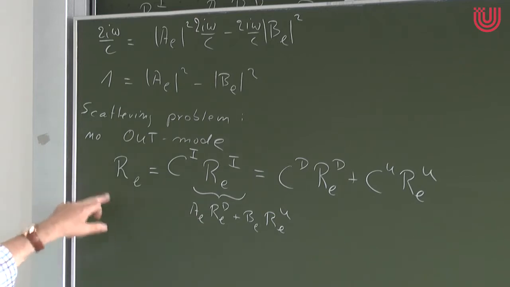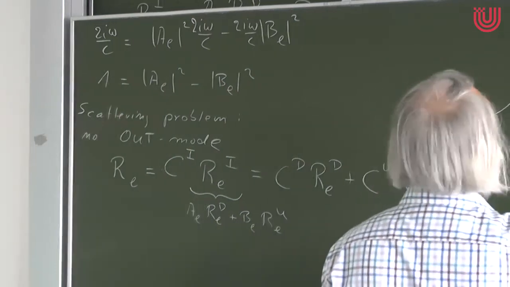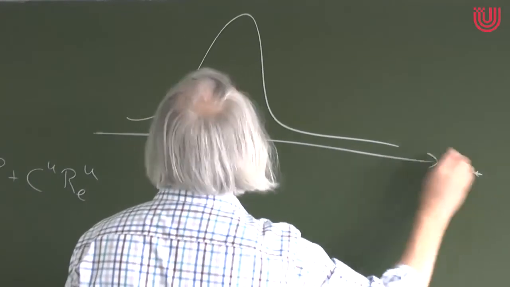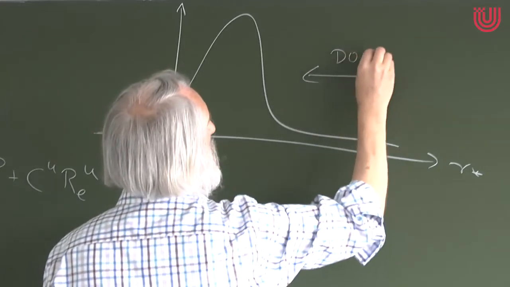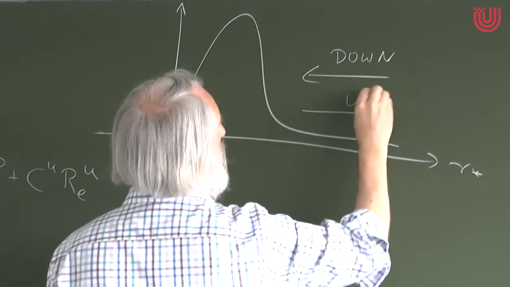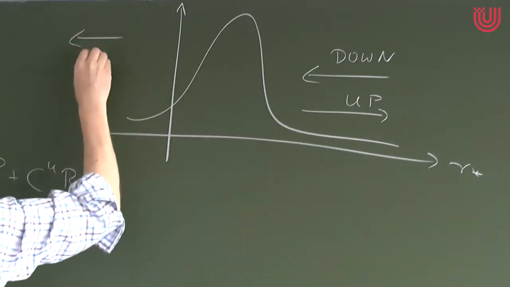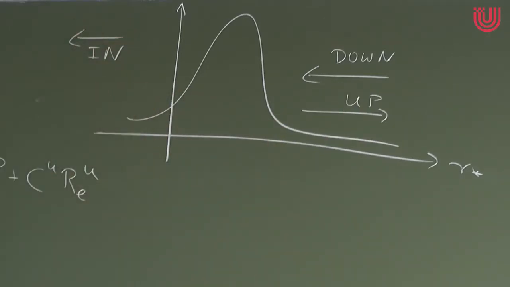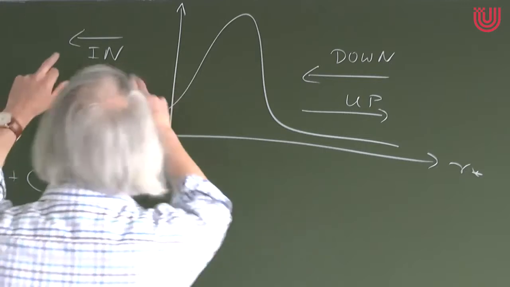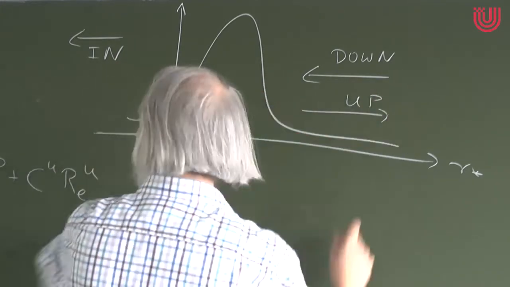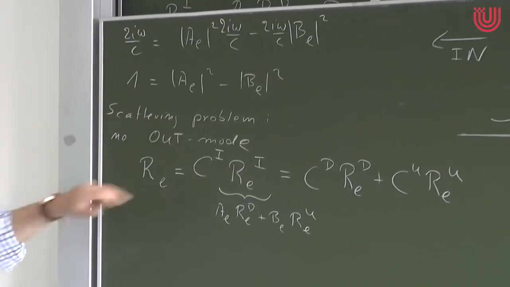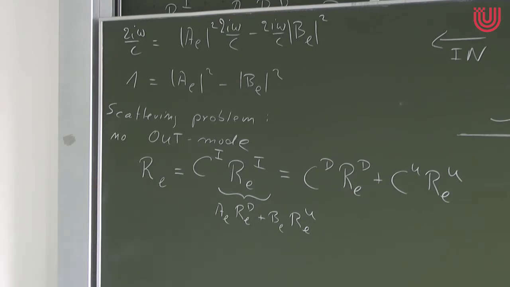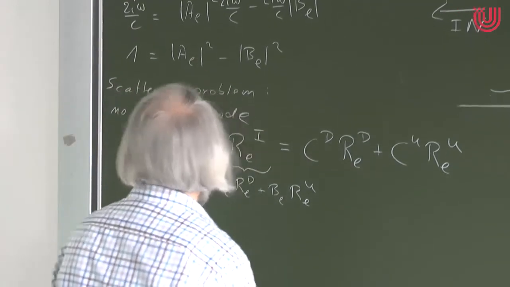So is it clear what this describes? We have here our potential. We send something in. That's a down mode. Part of it will come back, that's the up mode, and part of it will go to the black hole, that's the in mode. And there's no out mode. Nothing is coming out of the black hole. So what we have is that this is a linear combination of these two. That's what I've written in the first line. And I consider something which is a multiple with some coefficient ci of the RLi. Then this equation has to hold. And now we can compare coefficients.